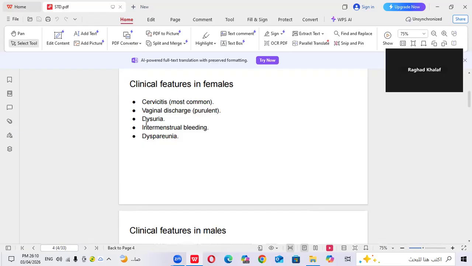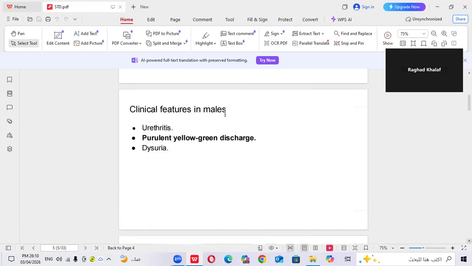So this is going to cause dyspareunia. This is going to cause postcoital bleeding, which is not mentioned here, and it's going to cause intermenstrual bleeding. It's also going to cause vaginal discharge, which is mainly purulent, which means that the color of it is yellow to green. It can also lead to dysuria. For males, the main thing is having urethritis, which is going to lead to dysuria and also the same purulent discharge that women have.